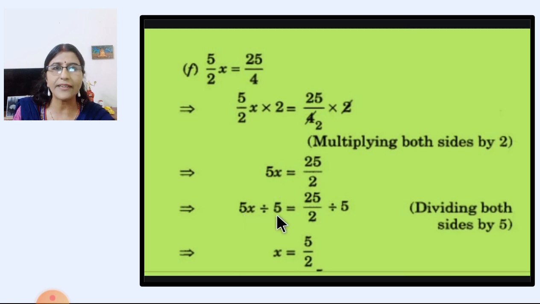So 5x will be divided by 5. Same operation here also we will do: 35 upon 2 will be divided by 5. Now we have learned in the fractions lesson, when a fraction is divided by a whole number, we know how to work it out. We'll write again 35 upon 2. This division will be written as multiplication, and 5 can be written as 5 upon 1, so we will write the reciprocal of 5 upon 1, which is 1 upon 5. And then 5 and 35 we can reduce, 5 7s are 35. On reducing, here we got 7 upon 2. So you can solve it, you will get this answer.